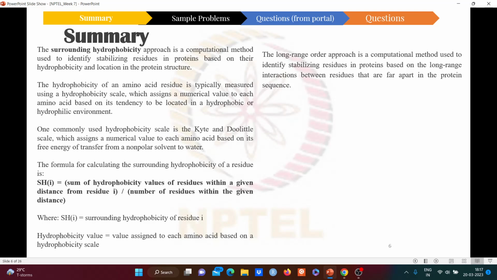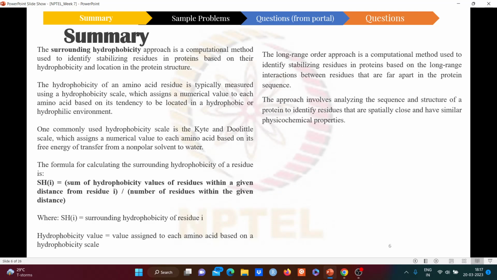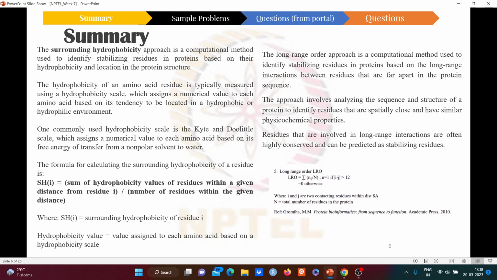So this approach involves analyzing the sequence as well as structure of a protein to identify the residues that are spatially close and have similar physiochemical properties. Residues that are involved in long range interactions are often highly conserved and can be predicted as stabilizing residues. One way to quantify the long range order is to use the mutual information score between the pair of residues in protein sequence.